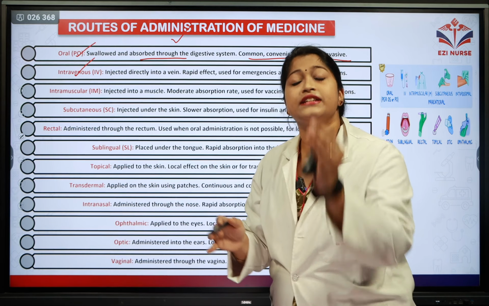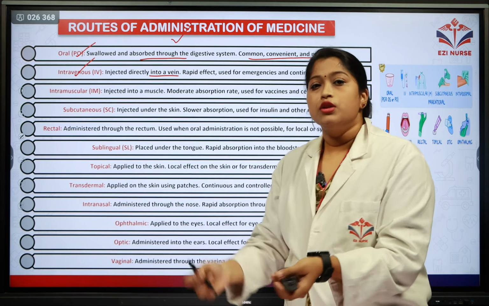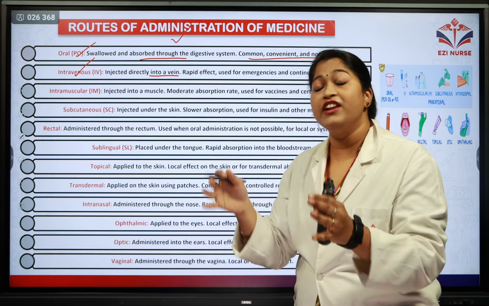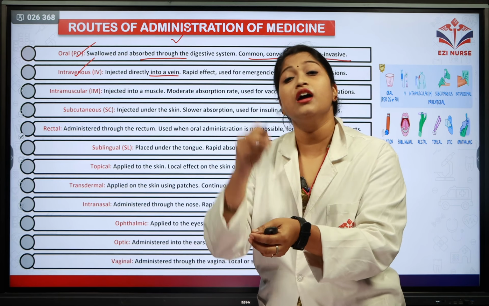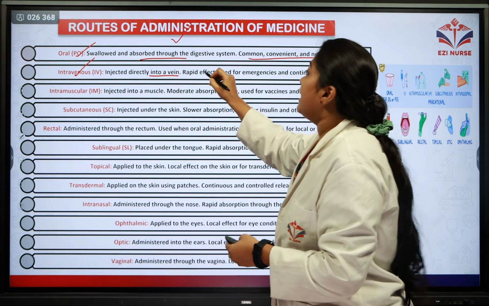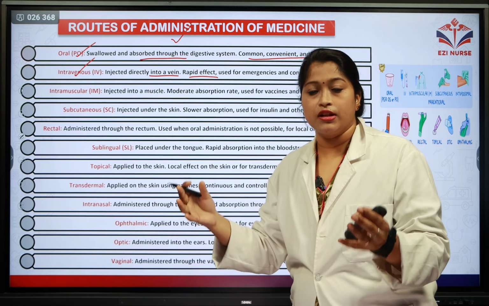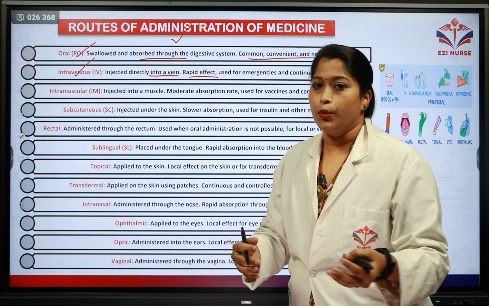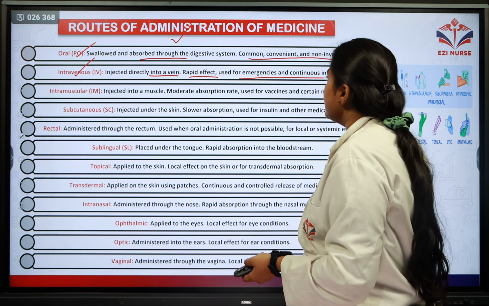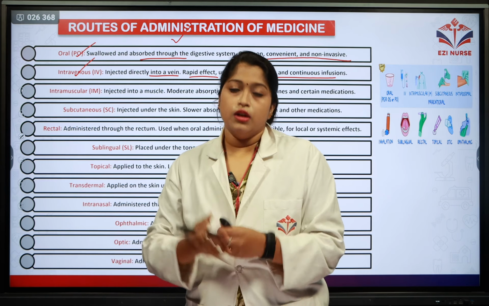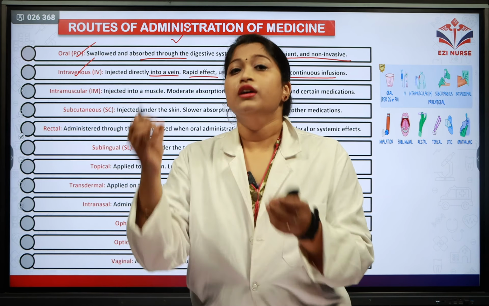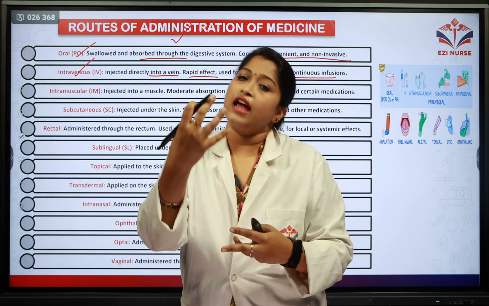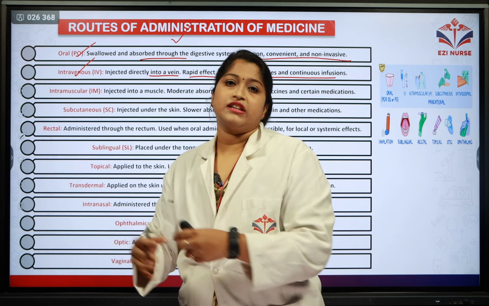Coming to the second route, the intravenous route. Here the medication is injected directly into the vein. You can see the veins in your hands, where you can inject the intravenous medications directly into the veins. It has a rapid effect, so for immediate effect we give medications by the intravenous route. It is used for emergencies and continuous infusions. If the patient has dehydration, continuous infusion is necessary. So the intravenous route is one of the most effective, and the effect is immediate.